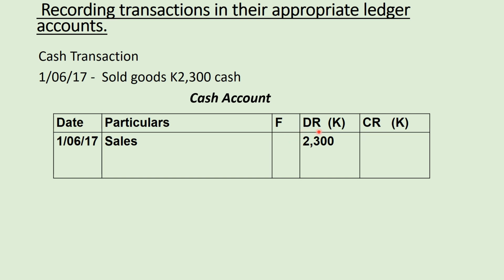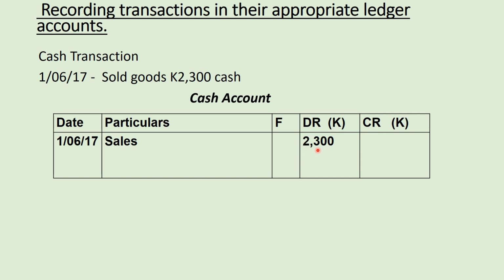Then on the debit side, the K represents the currency kwacha. Then this far right is the credit side, where there is also a K for kwacha, meaning that whatever number I'm going to write here, it's in kwacha. So on the left here, since we have said the cash account is going to receive, we have debited it. So it means you have recorded this transaction.